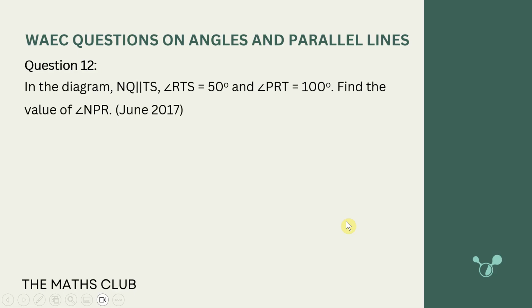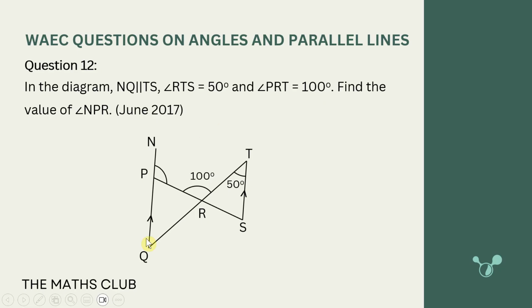So question 12 says that in the diagram NQ is parallel to TS. Let's see. So NQ parallel to TS. They like this kind of questions a lot. So RTS, this angle at T, is 50 degrees. Angle PRT, angle at R, is 100 degrees. Find the value of NPR. So this guy here. Taken from June 2017. I want you to pause the video and try this out yourself.